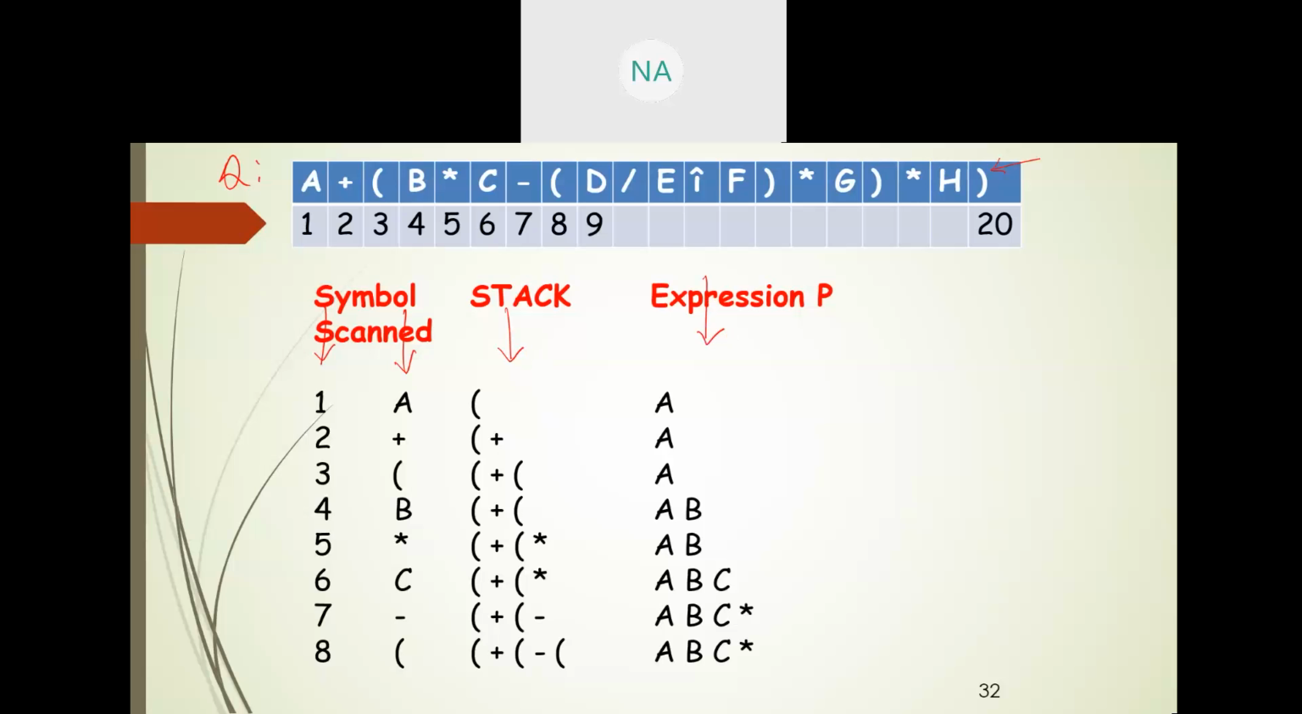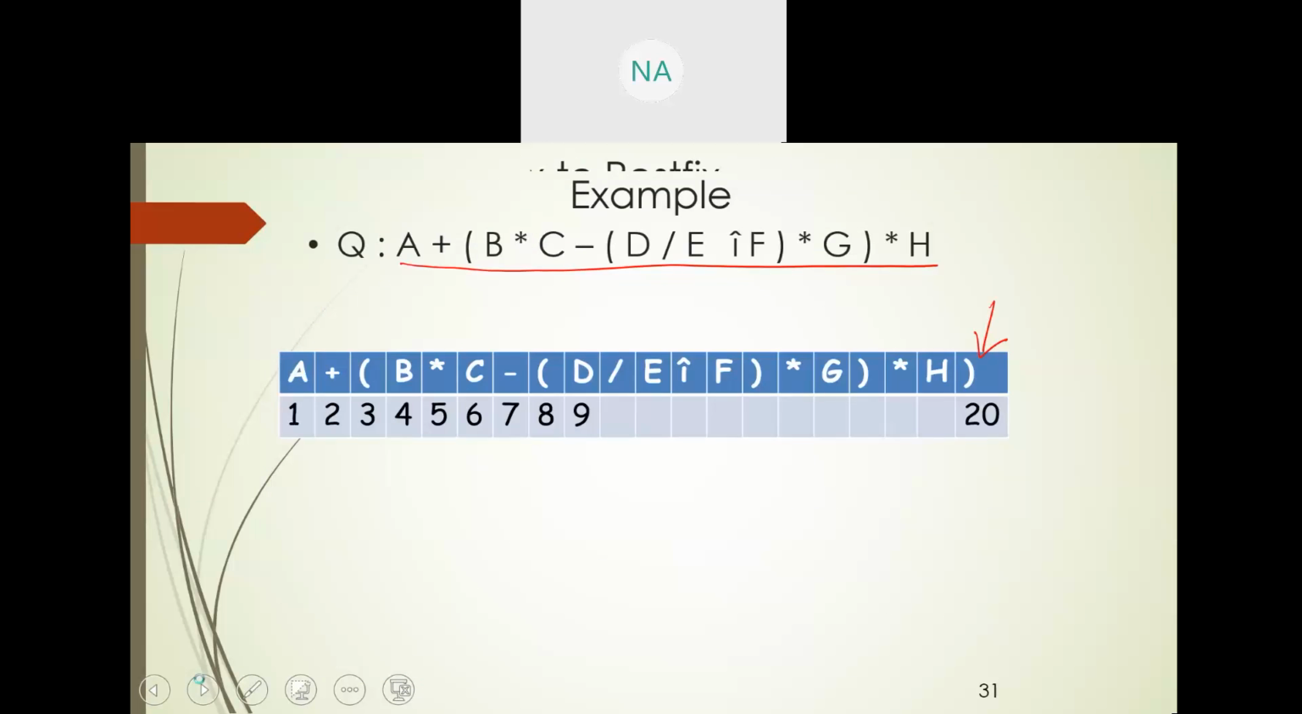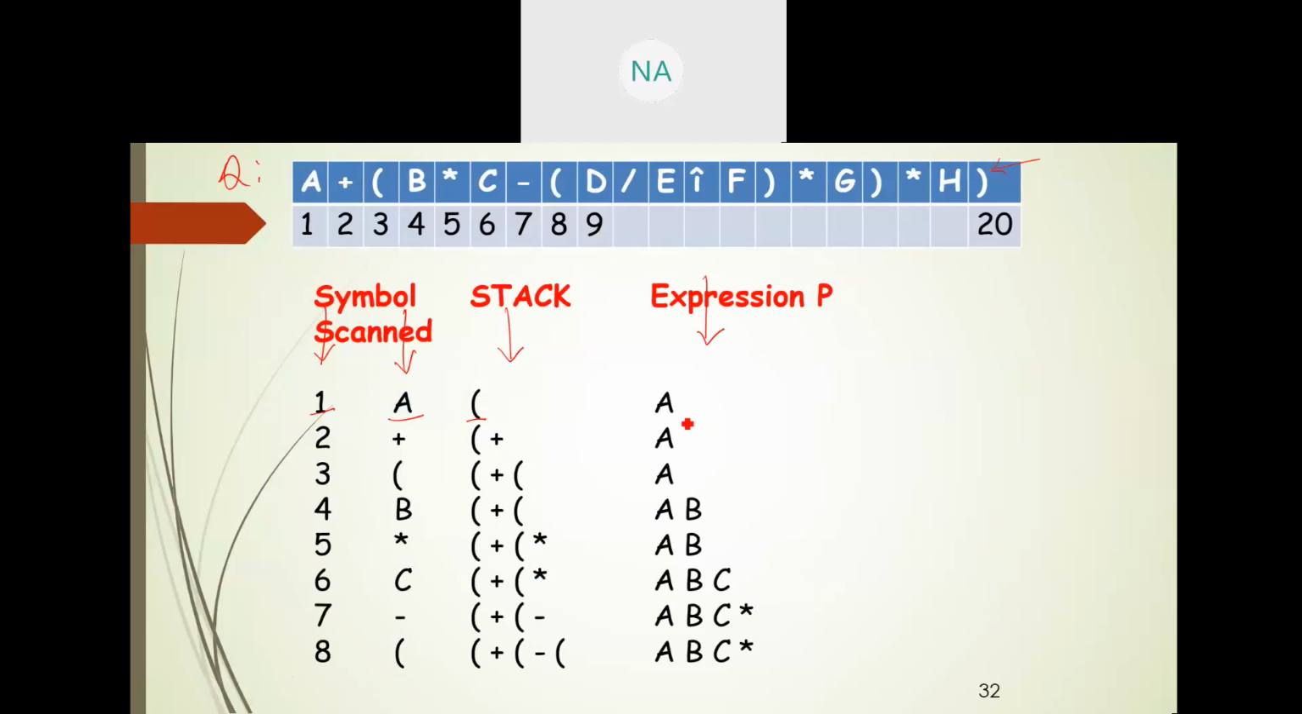So in the first step, we add a right parenthesis to the end of Q, and we also push a left parenthesis onto the stack. So in the stack, initially we have a left parenthesis. Now scan the expression Q from left to right. The first symbol is A. A is an operand, so if an operand is encountered, it is simply added to the output postfix expression P. So A is added to P.